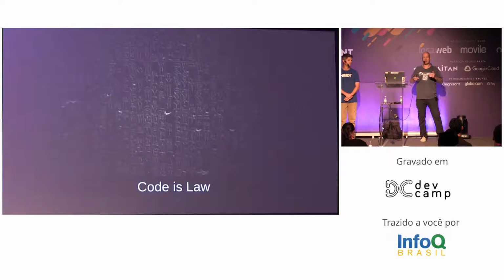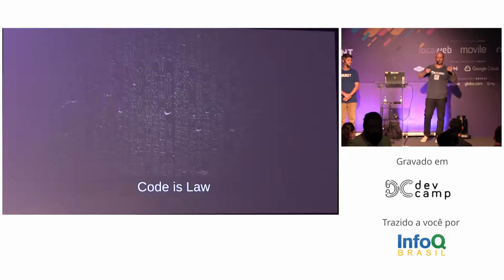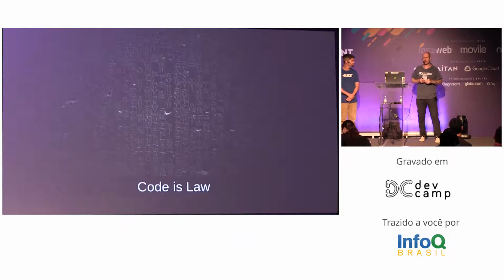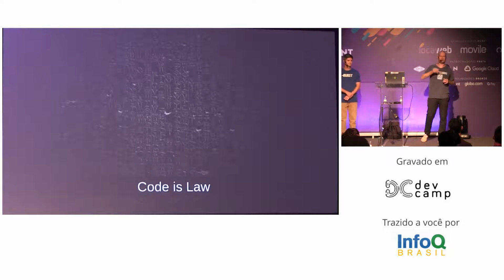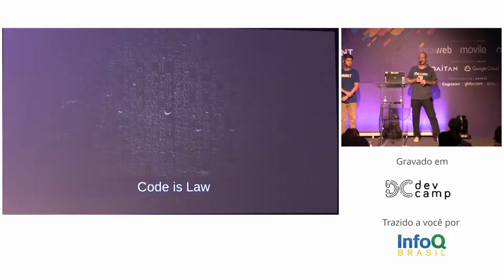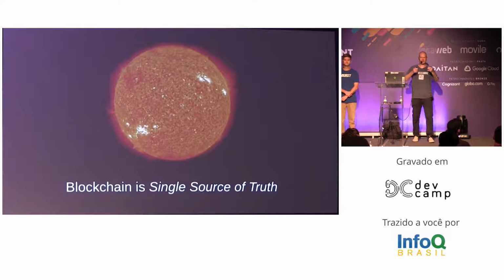If you have code and you have agreed upon it between one, two, three, four parties, you can say, okay, under certain conditions, I want to make a transaction. Like, when this date is hit, then I want to transact that amount to you. This is a very interesting scenario. So code turns into law.